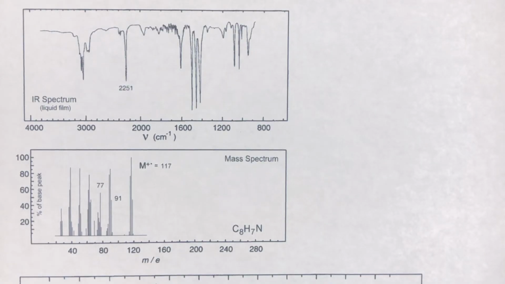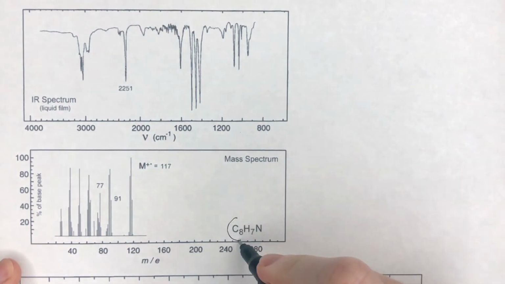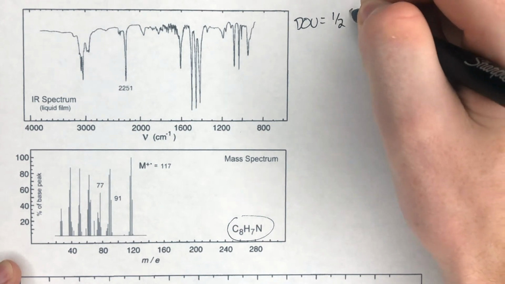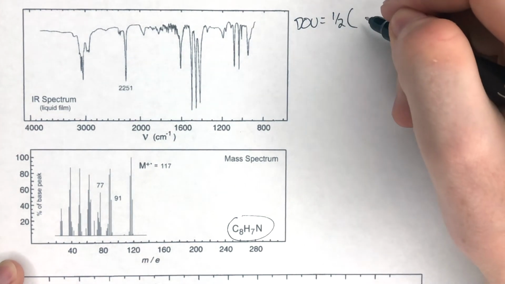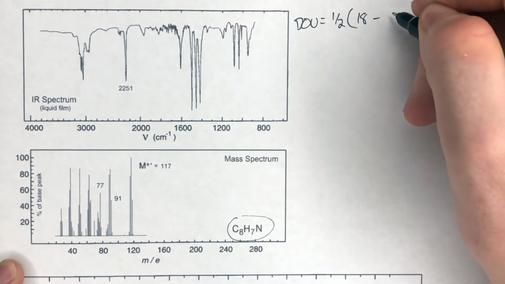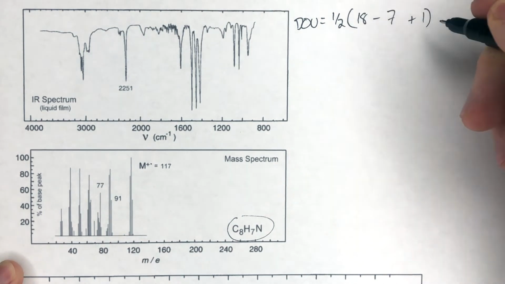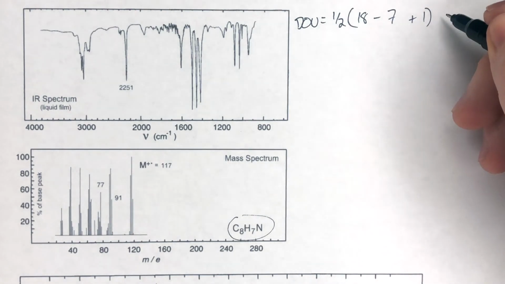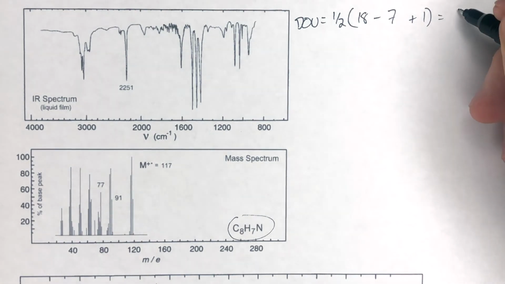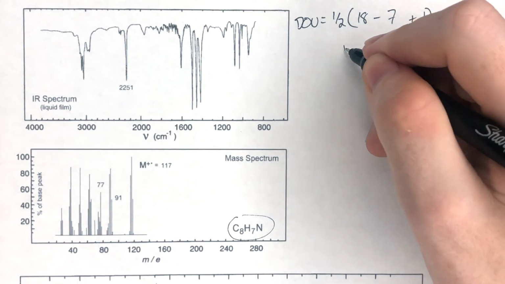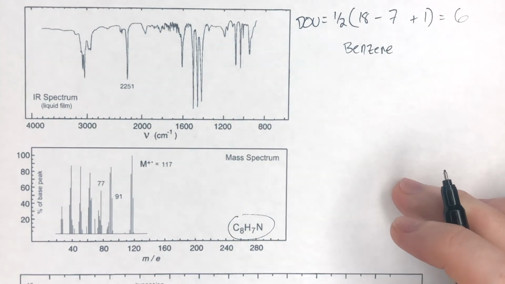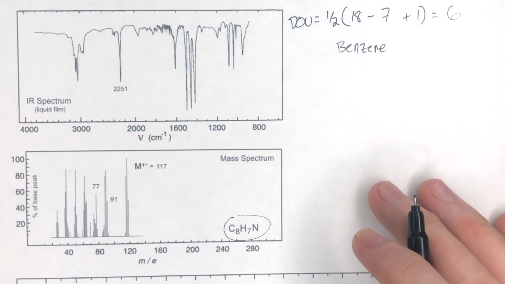All right, so here is the last question for this video. So let's start as usual with the degrees of unsaturation. So here we have 1/2, 2 times 8 is 16, plus 2 is 18, minus 7 plus 1. This is 6. 18 minus 6 is 12, divided by 2 is also 6. So this likely has a benzene and then some more stuff. So let's look at the IR to see if that is the case.